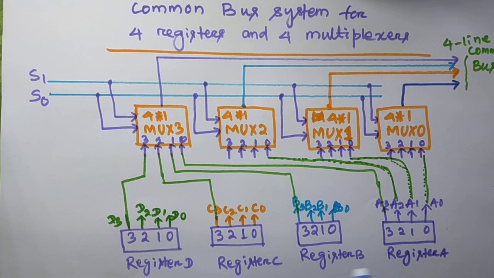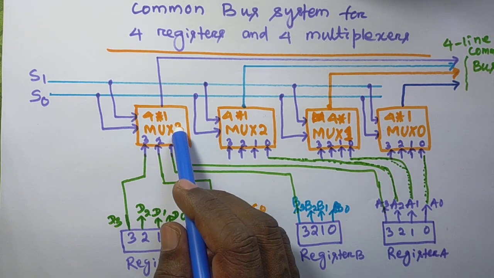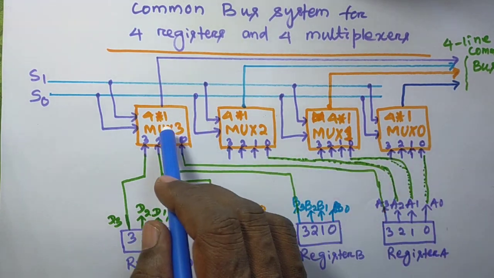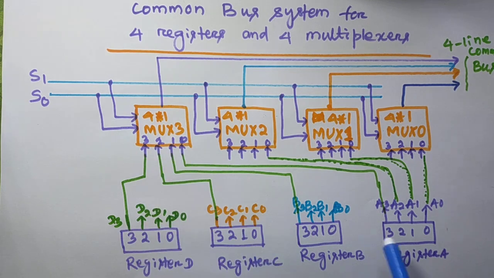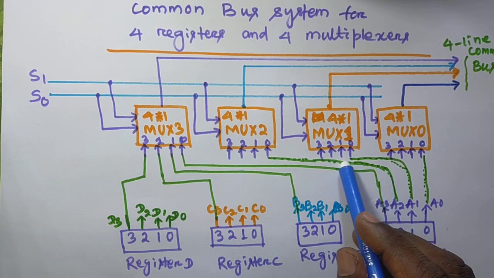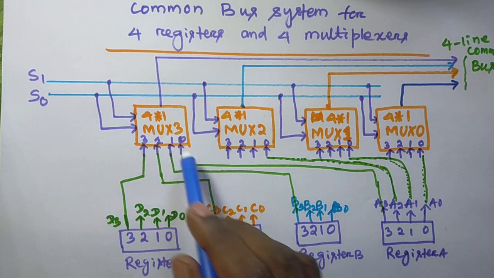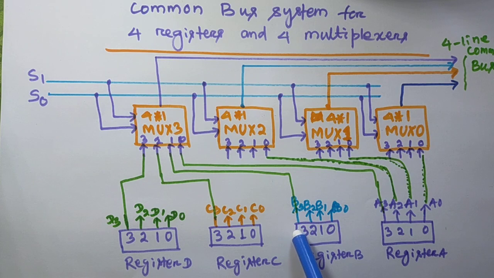Now whenever multiplexer 3 receives data, which data does it receive? Since it is multiplexer 3, it receives the fourth data, because counting starts from 0, 1, 2, 3, from each individual register. So here you see A3 connects to this particular multiplexer 3, at input 0. Next is B3.